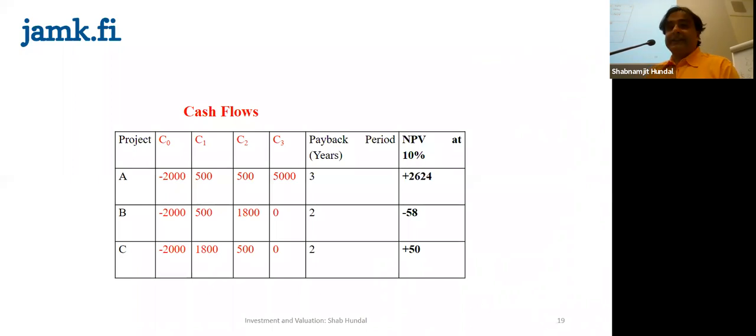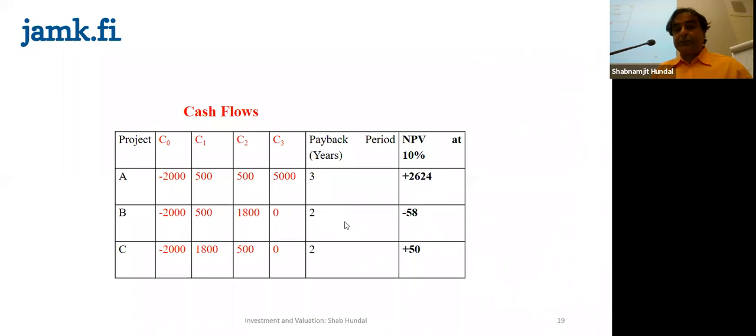Now here we are in a slight contradiction. The project which was the best according to NPV method, you know, here I'm using 10% rate of discount, is rejected completely because this has the highest payback period. The project which would never be accepted according to NPV method is one of the preferred projects.